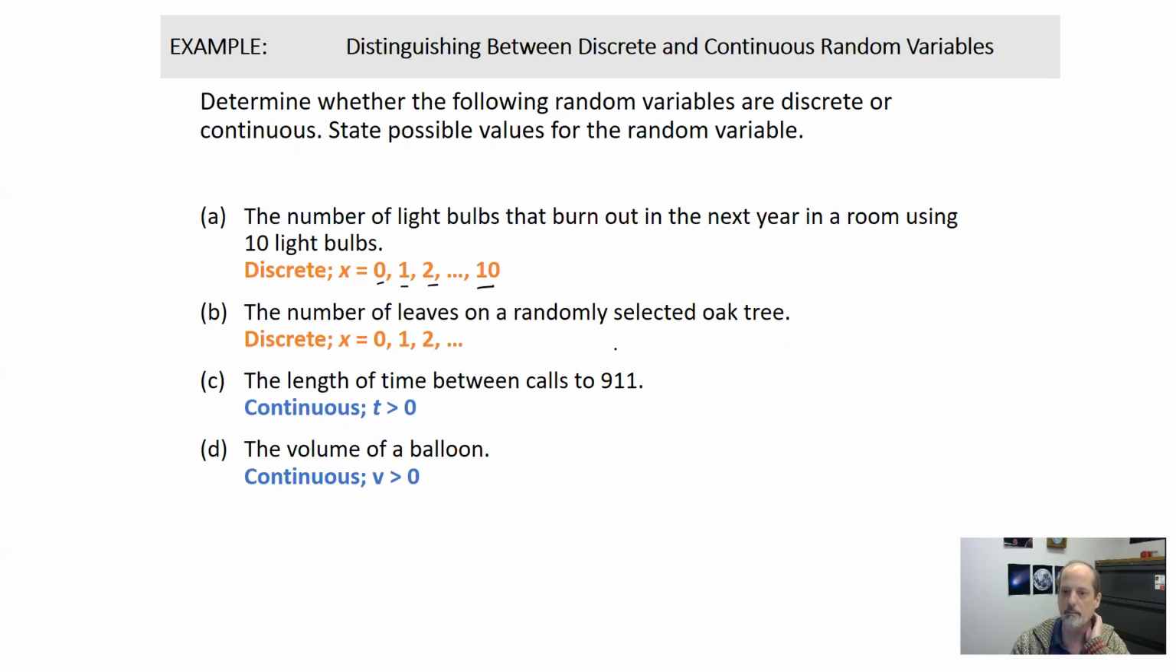But if we measure the length of time between calls to 911, then that could be measured as finely as you wanted: seconds, microseconds, and so on. You could use a decimal number to measure the time between calls. Or the volume of a balloon could be measured, and ultimately given a decimal representation. So just think of a measurement, such as lengths, volumes, and times, as continuous, and then think of the countable quantities as discrete.